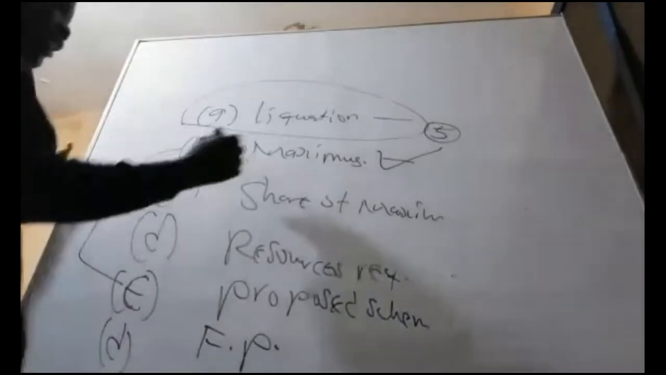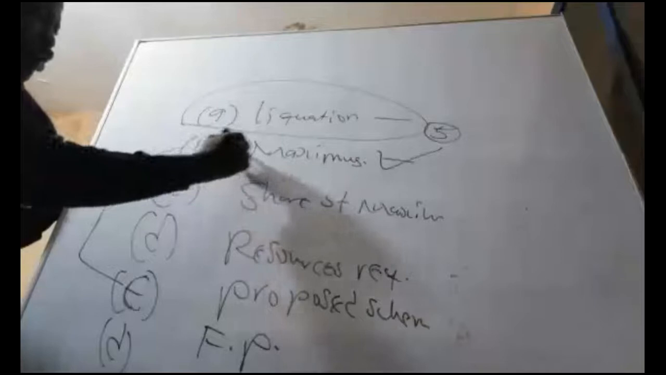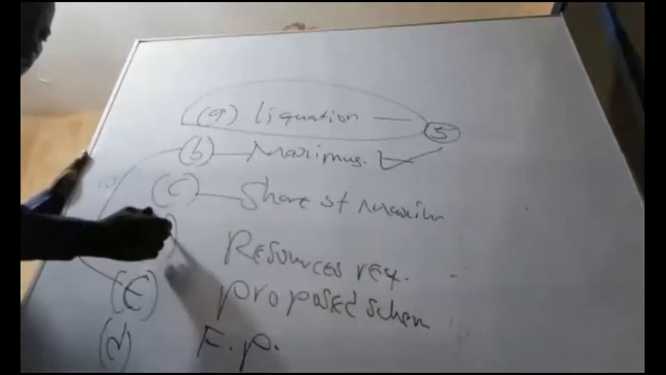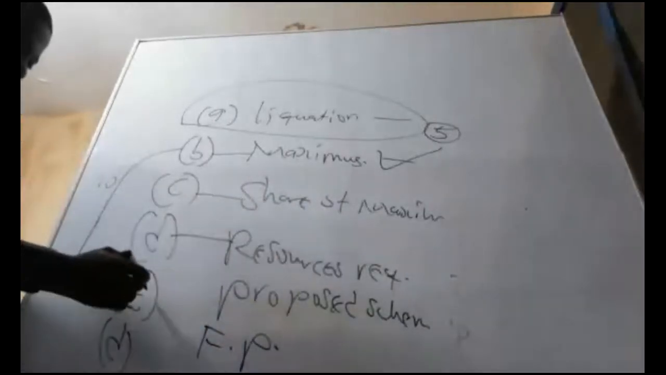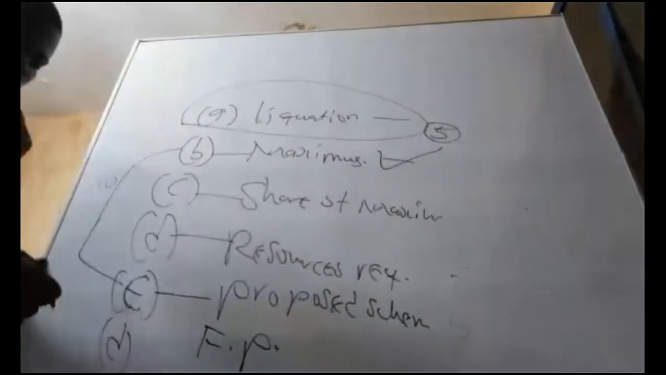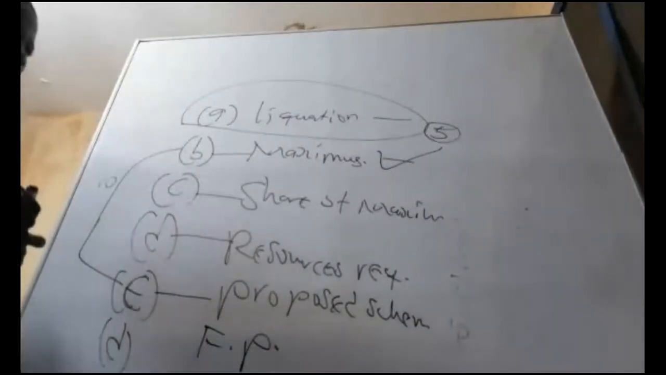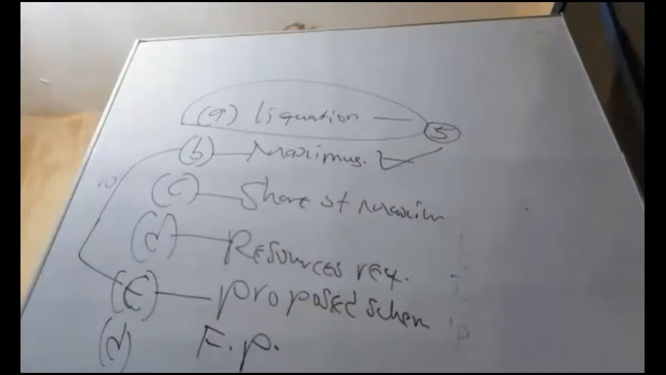So we are here. We are going to start with maximum loss, share it, then the resources you need, and then the proposed scheme, and then you are almost done. Then the financial position, then you are done. Good. So this is the structure.